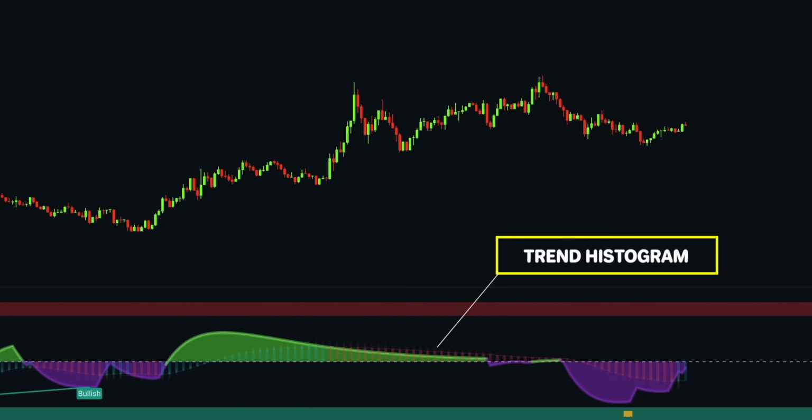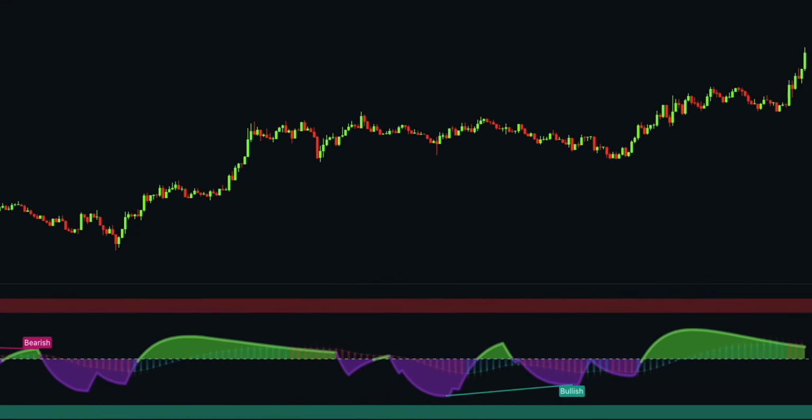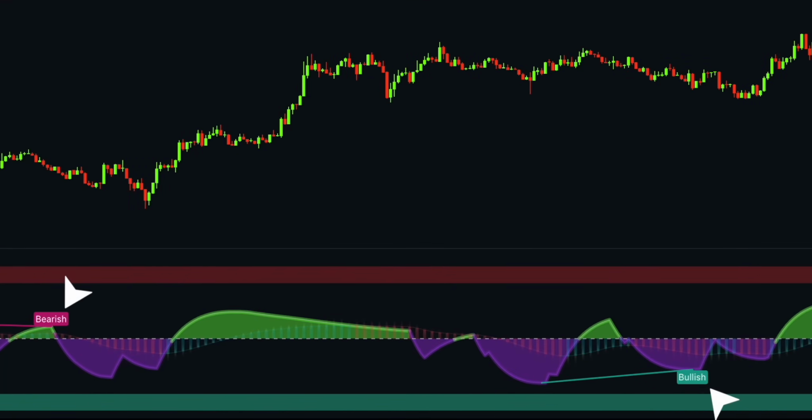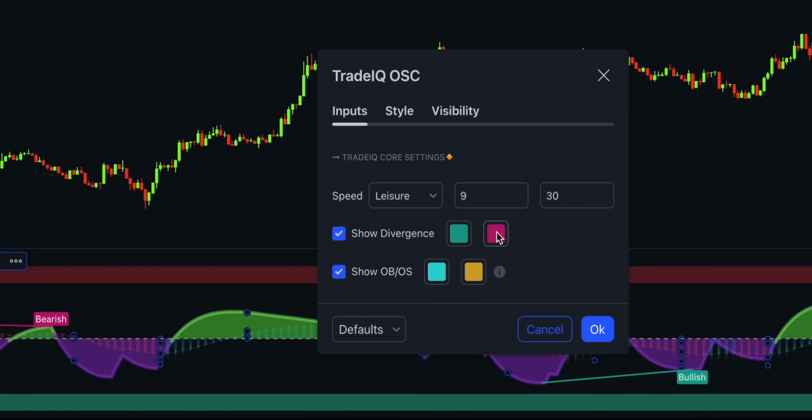Histograms can also play a significant role in determining trend strength. Besides all these amazing features, the indicator comes with auto divergences, which can be enabled in the indicator inputs. Here, you can also select how fast you want the oscillator to react to price changes.